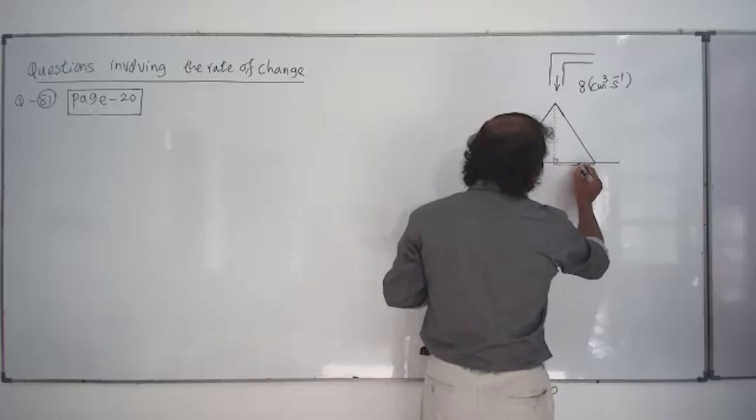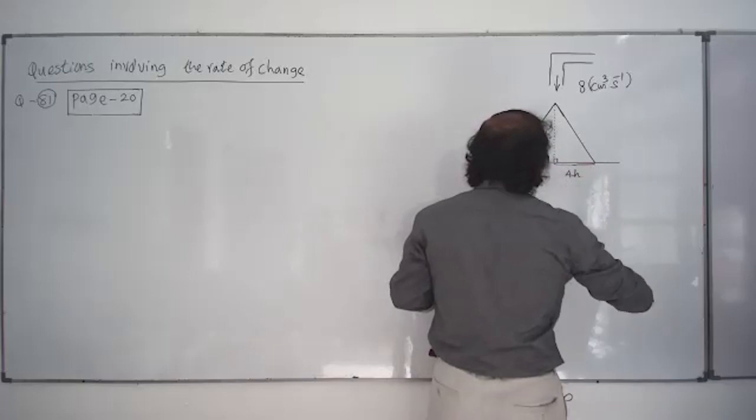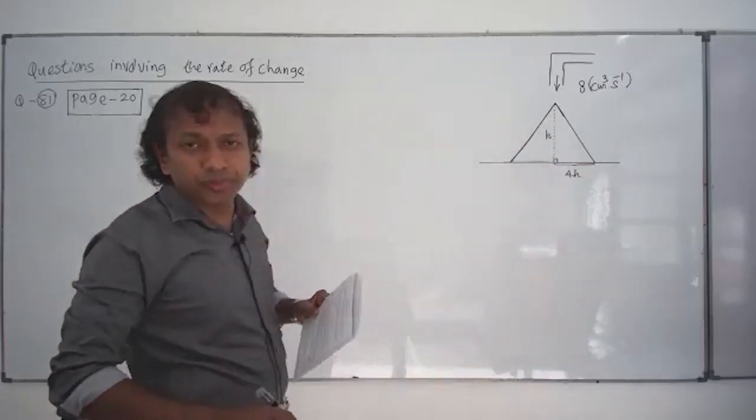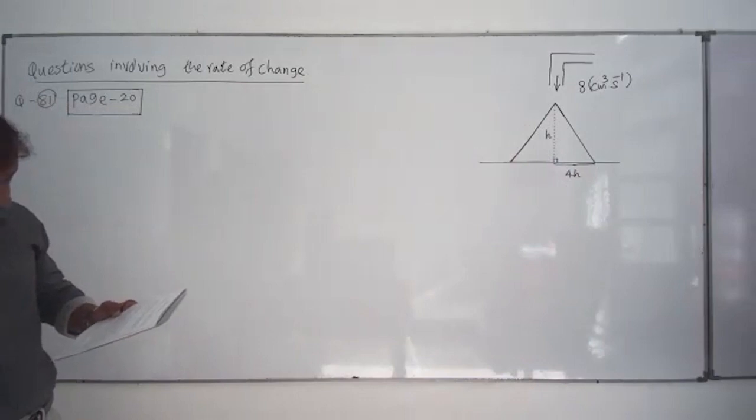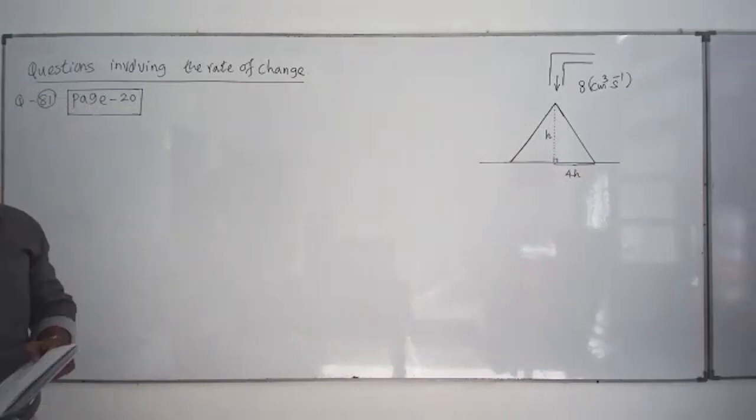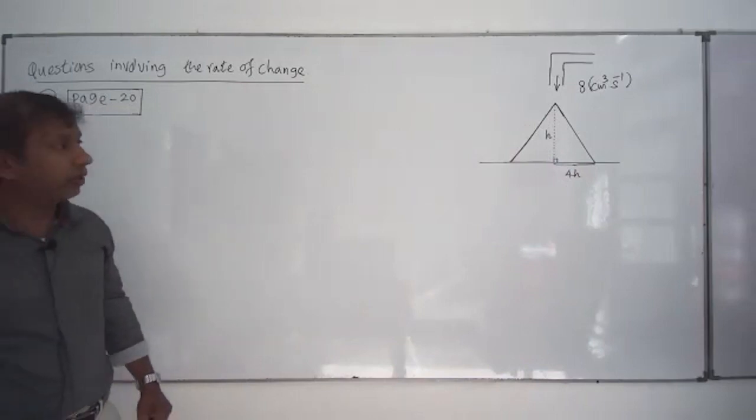This is 4h. That's what it says. People now ask me: how fast is the height of the sand cone increasing when the height is 6 centimeters? Right.